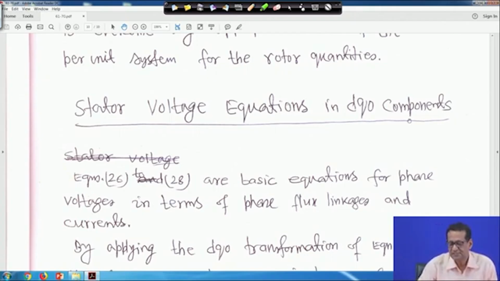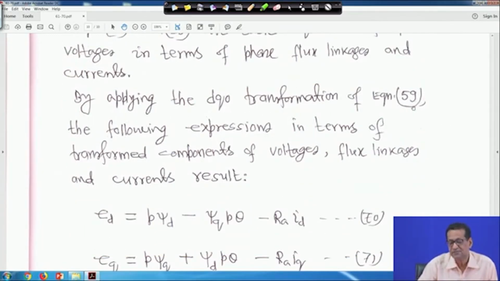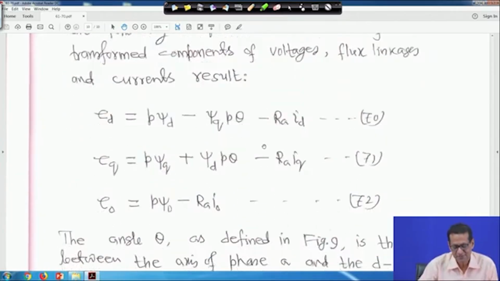Now next, this we have already seen in the previous lecture, but started with this only. So, stator voltage equations in dq0 components. Equations 26 to 28 are the basic equations for phase voltages, that we have seen earlier in terms of phase flux linkages and currents. By applying the dq0 transformation of equation 59, the following expressions in terms of the transformed components of voltage, flux linkage and currents result. I am not putting all the derivations here because I have told you again and again that it will take a long time. I suggest you try to make them yourself, and certain things you should keep in your mind.